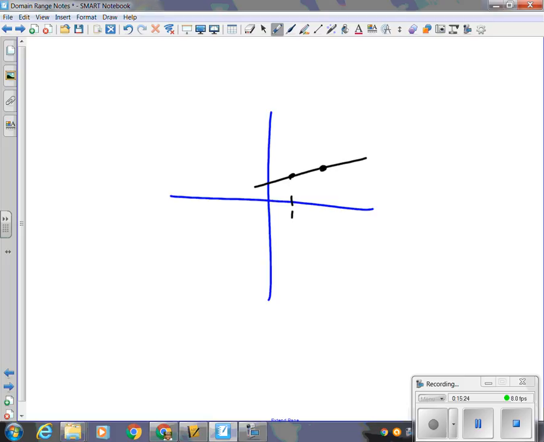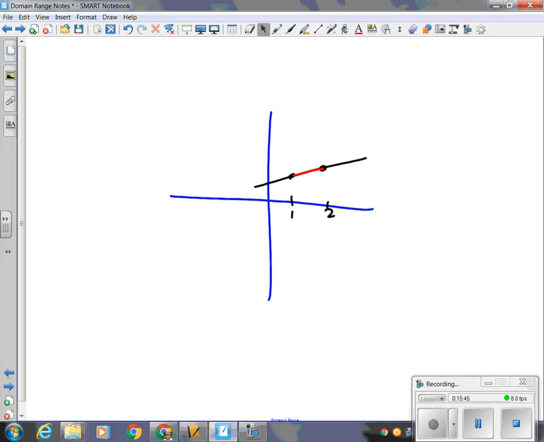This is between 1 and 2. How many points are between 1 and 2? Someone said infinite. I heard 2 people say infinite. All right. Why is it infinite points between just 1 and 2 on a graph?